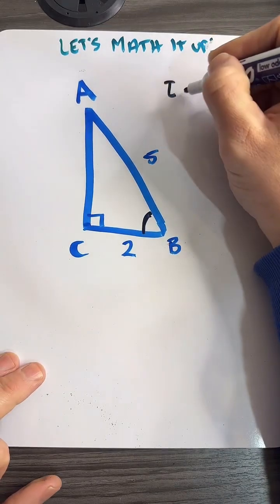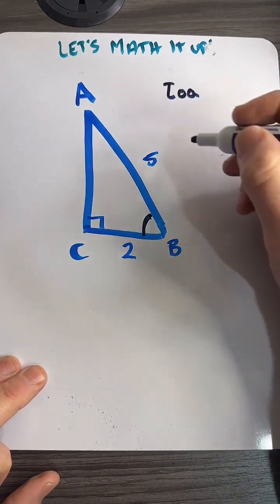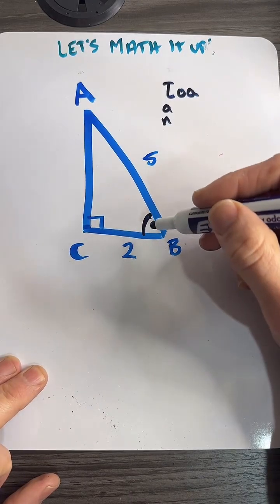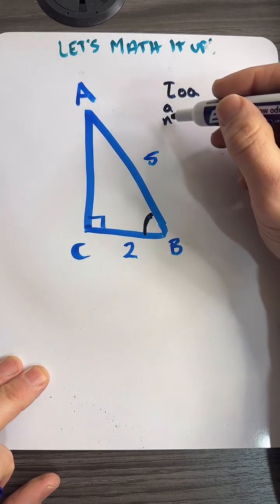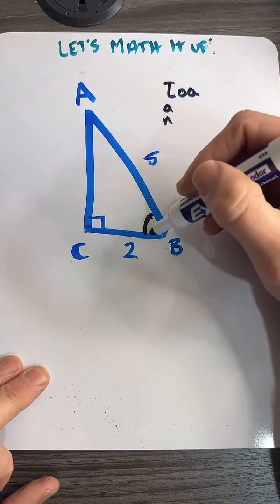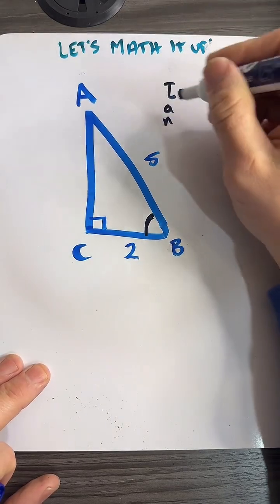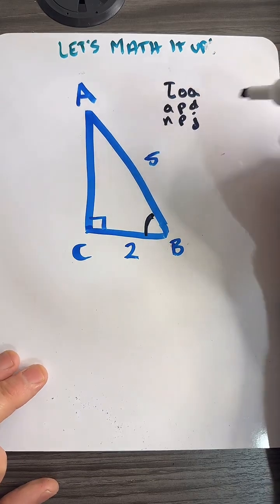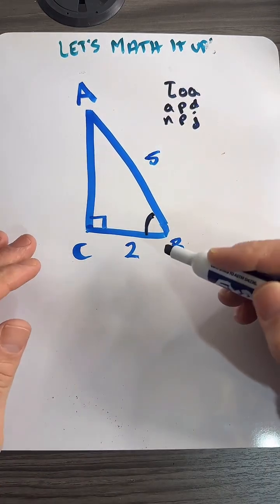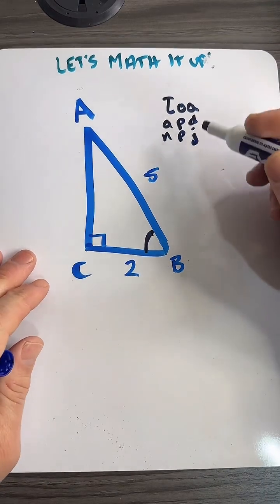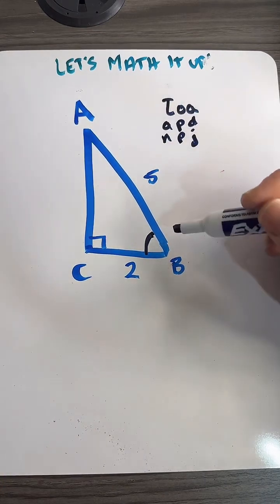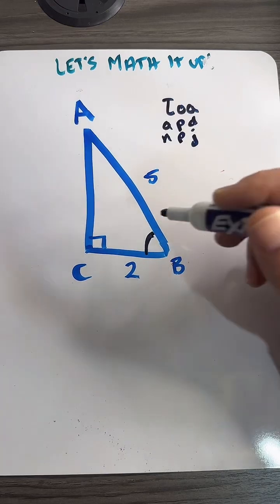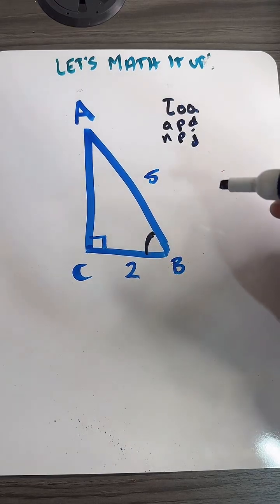So in our SOHCAHTOA, TOA means the tangent of an angle. So tangent of angle B is going to be a ratio every time of the opposite side over the adjacent side. No matter what size right triangle, it's the same ratio. So we're going to use the fact that that ratio is a specific number that we can get from our calculator, and we're going to use it on this specific problem here.